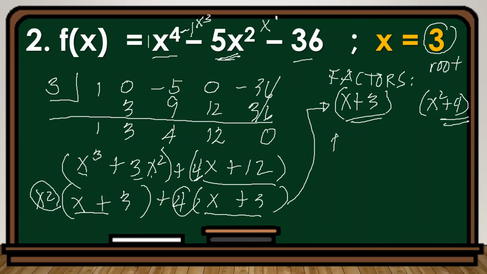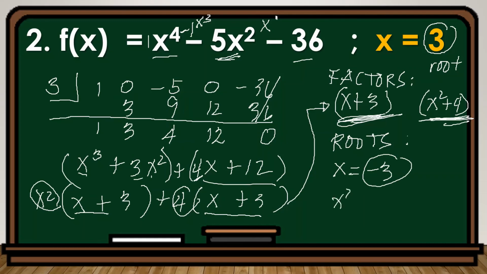Now let's have the roots or zeros of the given polynomial. Looking at this, x plus 3, one value of root is x is equal to negative 3. And looking at x squared plus 4, x squared plus 4 will be x squared equals negative 4. So transpose 4 to the right. And then let's get the square root. So x is equal to, if you have a negative inside the square root, we cannot get the real square root of a negative. This will give us complex numbers.